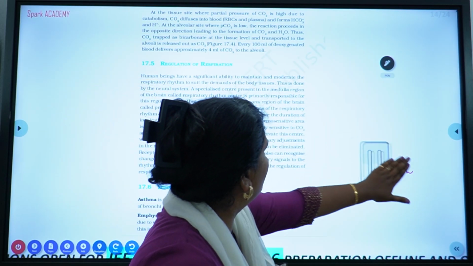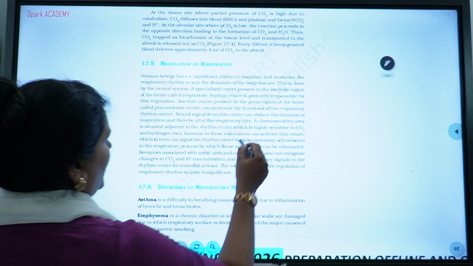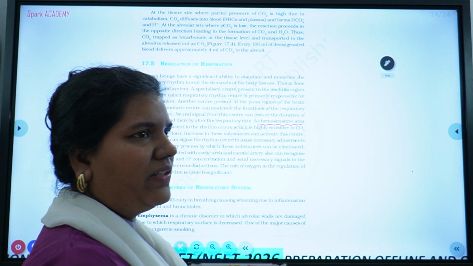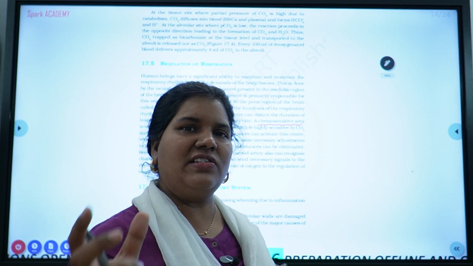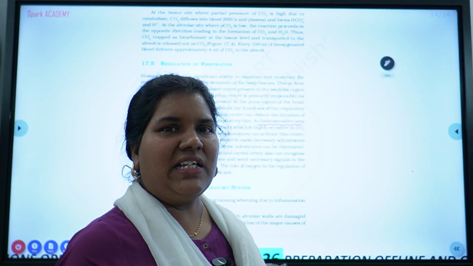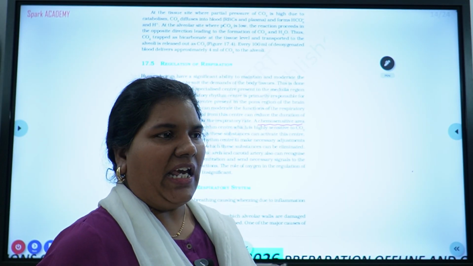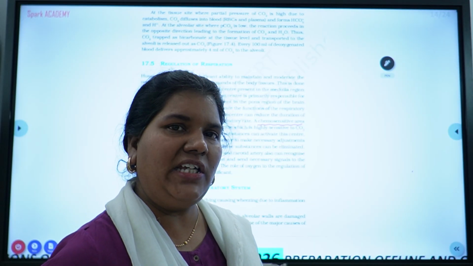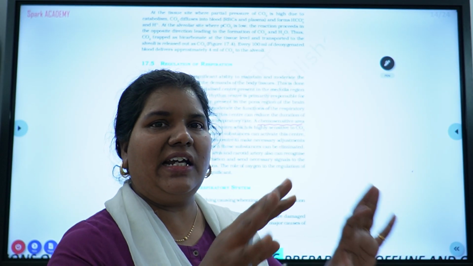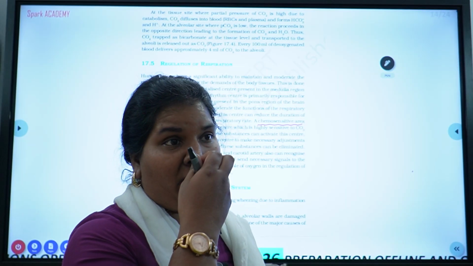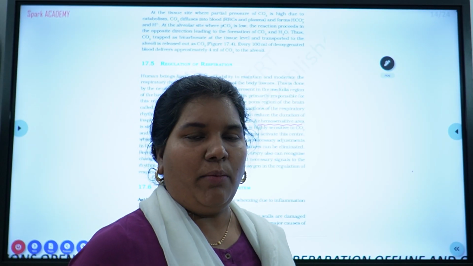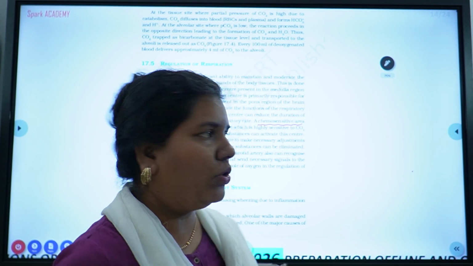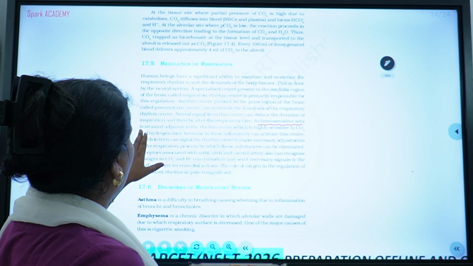Apart from that, we also have a chemosensitive area. What do you mean by chemosensitive area? An area which is sensitive to changes in the concentration of chemicals, basically here the carbon dioxide level. If the levels of carbon dioxide in our body are fluctuating or changing, immediately this area gets activated. Remember, the carbon dioxide level should not be too high, because if it is too high, then there's a problem for binding of oxygen with hemoglobin.